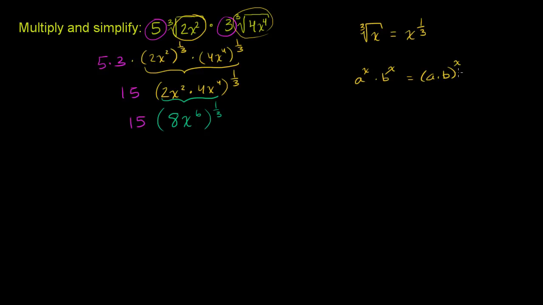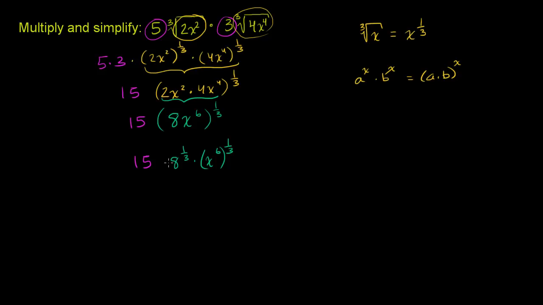And then we essentially can use this property again. We have something multiplied, raised to a power. This is the exact same thing as 8 to the 1/3 power times x to the 6th to the 1/3 power. And then all of that is being multiplied by 15.